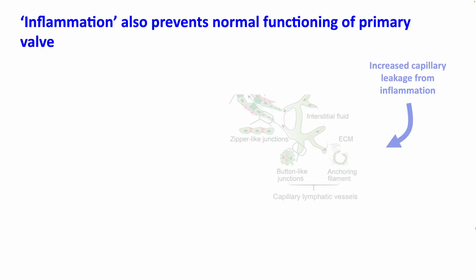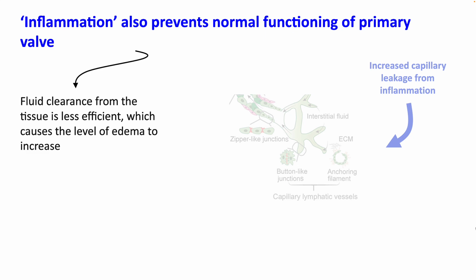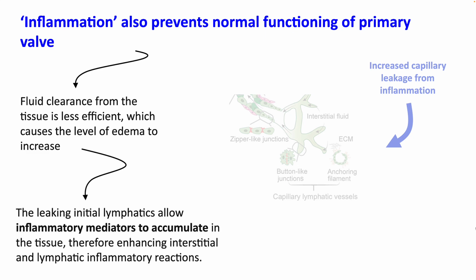Inflammation also prevents normal functioning of the primary valve. And since these valves become dysfunctional, there is less clearance of fluid from the interstitium, and therefore the inflammatory mediators tend to accumulate and worsen the inflammatory reaction.